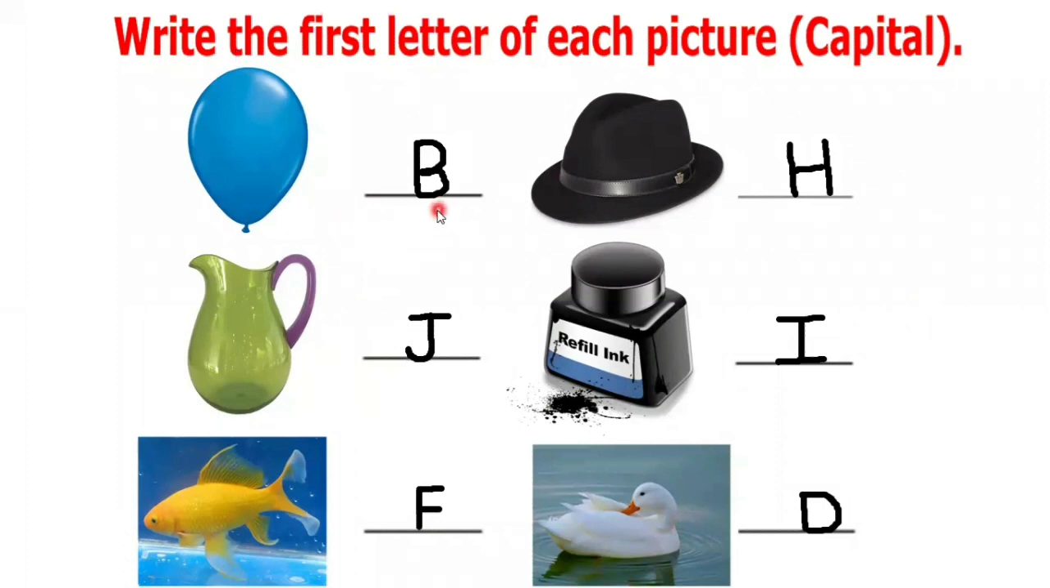Let us repeat from the beginning. B for balloon. J for jug. F for fish. H for hat. I for ink. D for duck. Let us repeat one more time. B for balloon. J for jug. F for fish. H for hat. I for ink. D for duck.